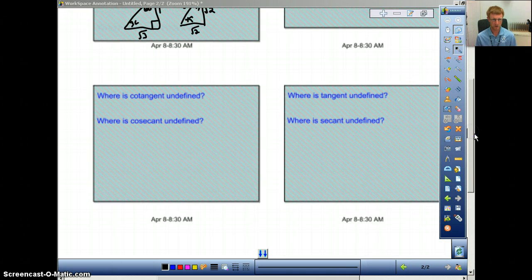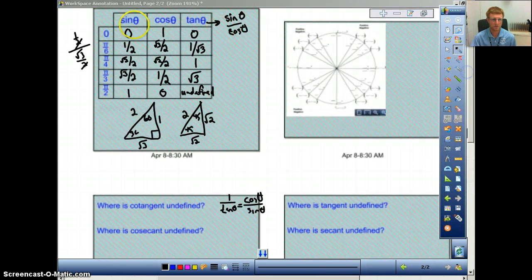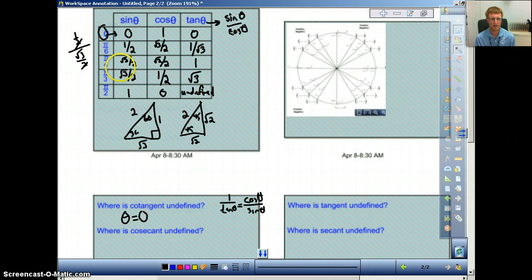So the last thing we want to talk about is where are things undefined. Remember, things are undefined when the bottom of a fraction is equal to 0. So if you look at cotangent, cotangent is equal to 1 over the tangent, or cosine of theta over sine of theta. So you're really looking for when is sine of theta equal to 0. Well, sine of theta is equal to 0 at 0. So that means cotangent will be undefined when theta equals 0. That's the part, because that's when sine of theta is equal to 0.